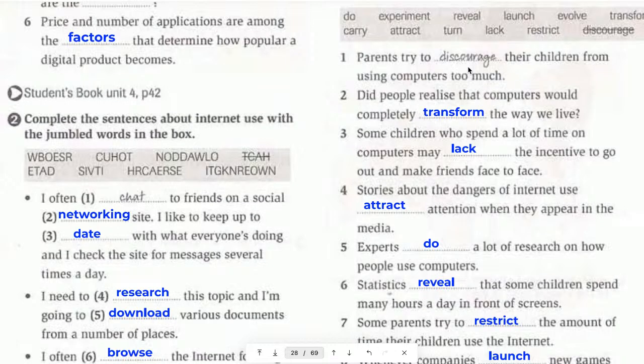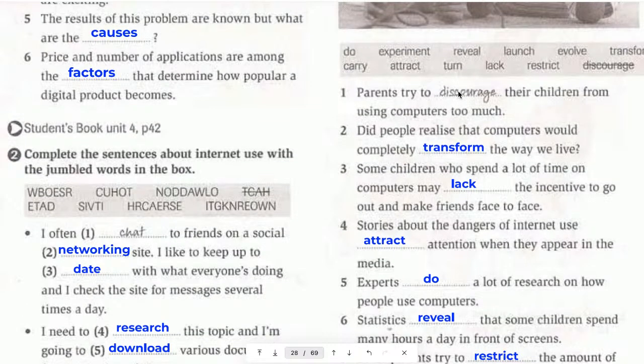Okay. Do you understand the meaning of the word discourage? Yeah. Discourage. What does that mean? Improving. Encourage. No, it's opposite. Totally opposite. Okay. Discourage, that is opposite of encourage. They are not the same. Okay. So parents try to discourage, that means to stop their children from using computers too much. Okay. Not encourage their children to use computers more.